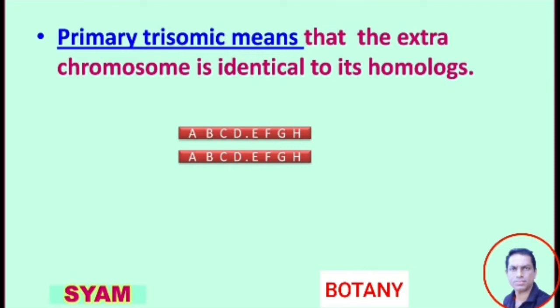For example, the original chromosome has A, B, C, D, E, F, G, H genes. The newly added chromosome also contains A, B, C, D, E, F, G, H genes. This type of trisomic is called primary trisomic.